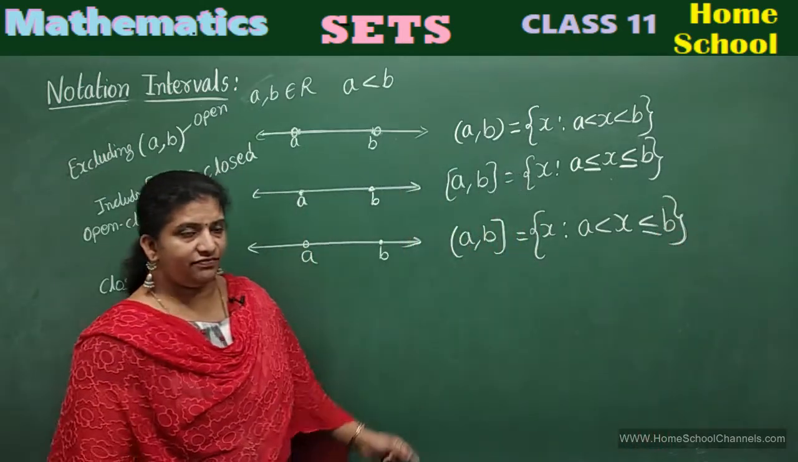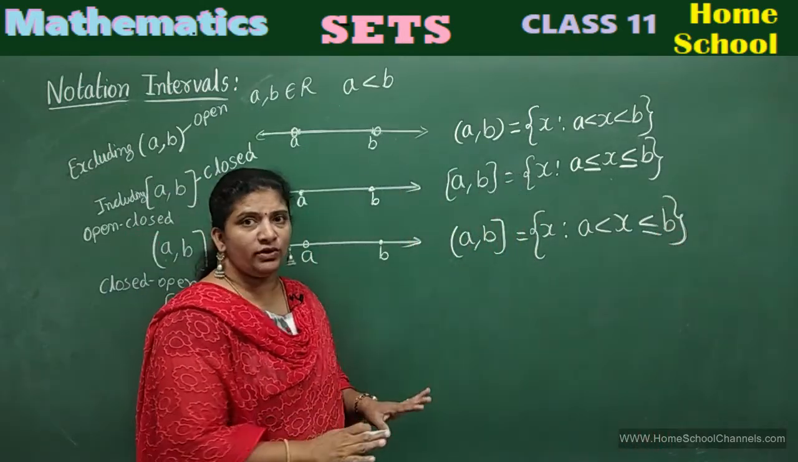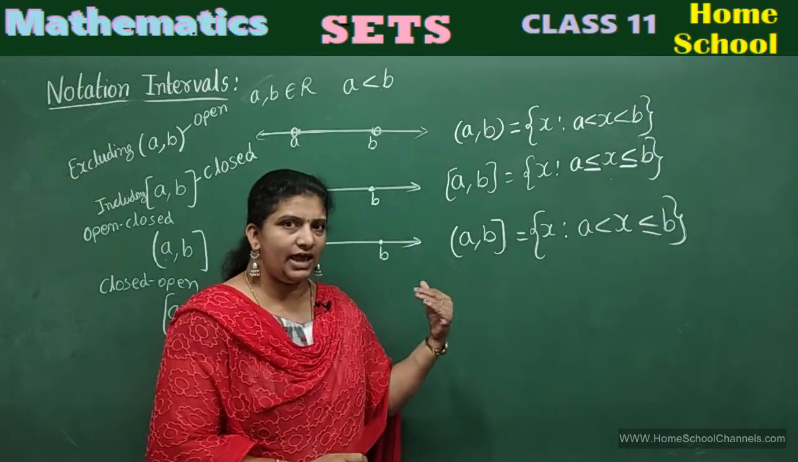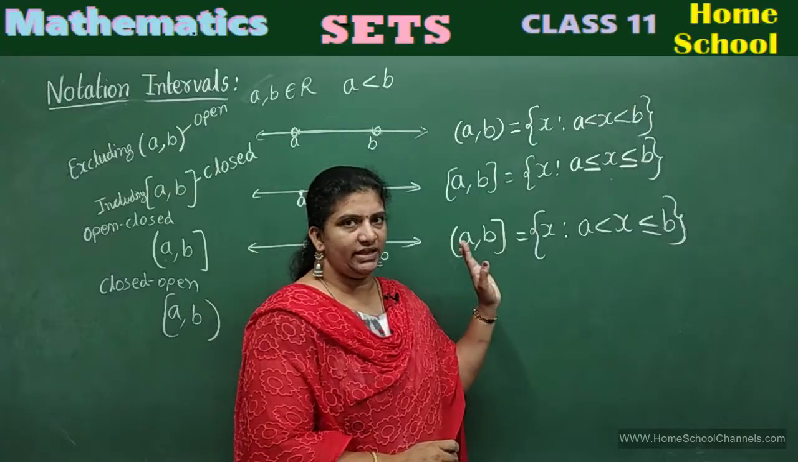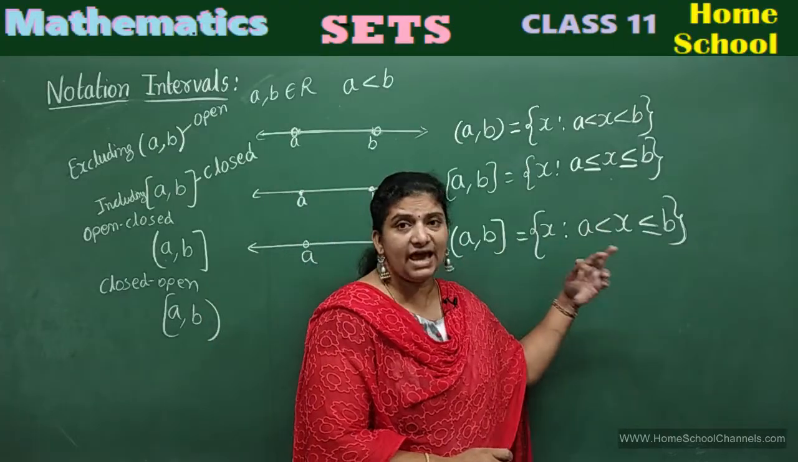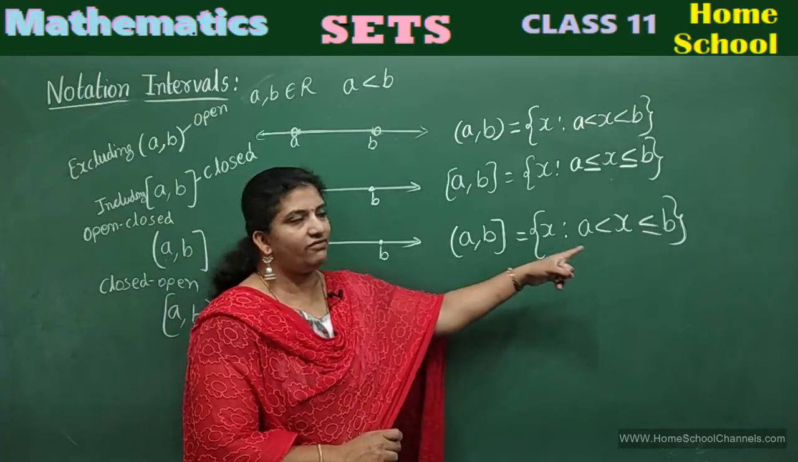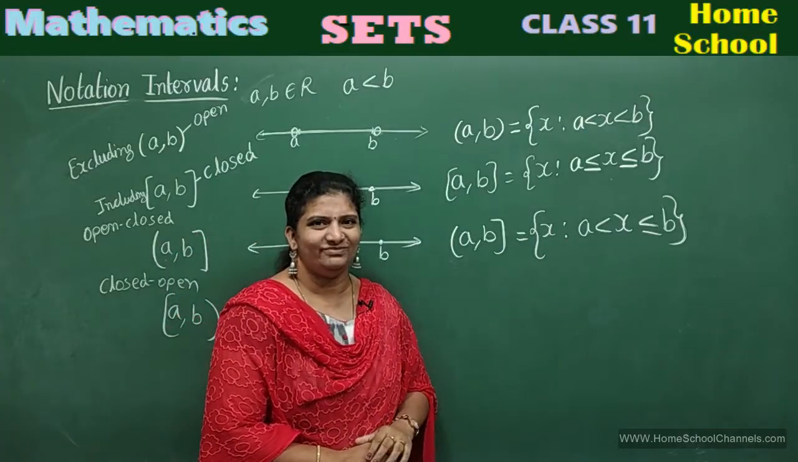See here, what is the difference? A is excluded. A won't be there. So X is greater than A. But here X is less than or equal to B. Due to this interval we have written there equal to.